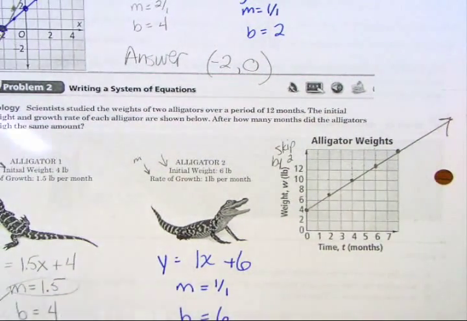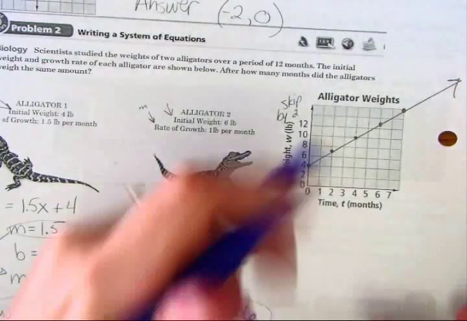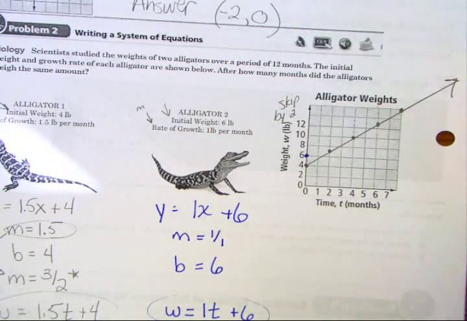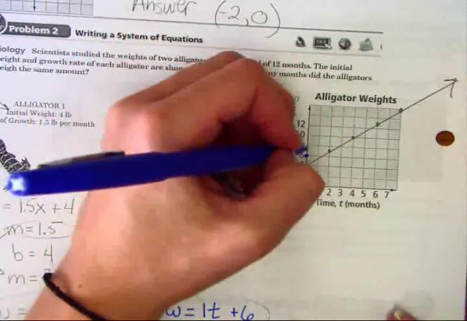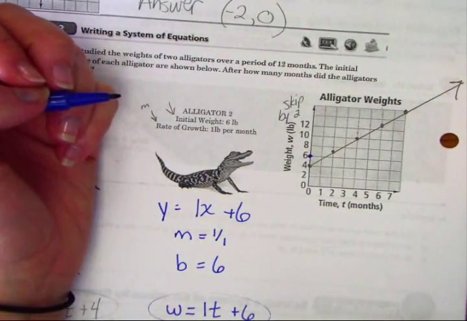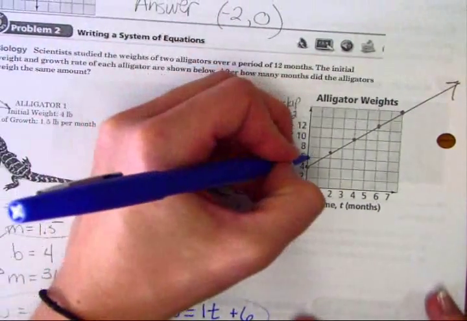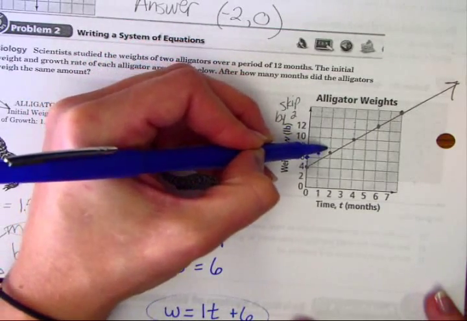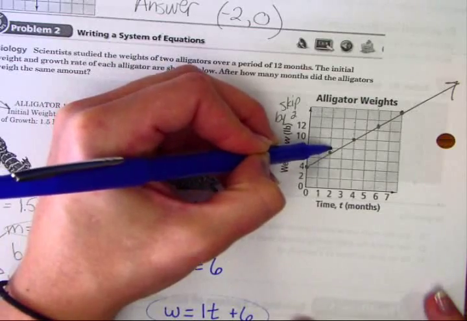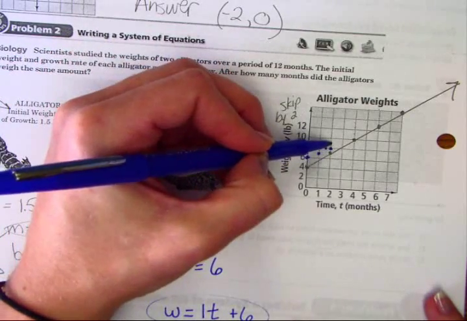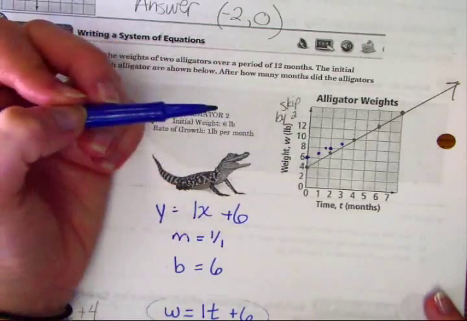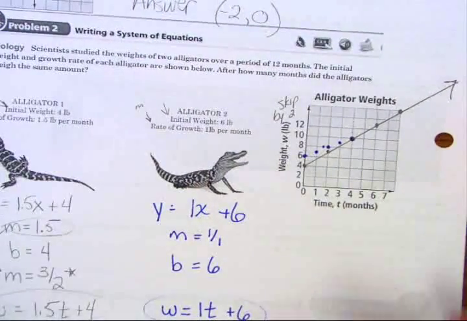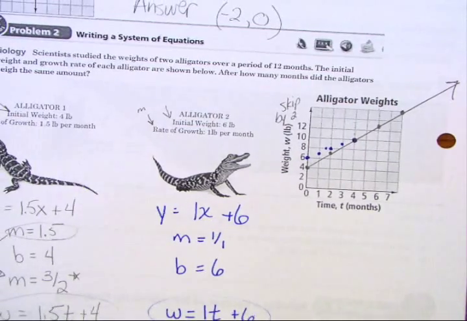Alright, alligator number 2. Start at 6, make your dot. Your slope is 1 over 1: up 1, over 1, up 1, over 1. Ready? Up 1, over 1. Up 1, over 1. I don't want to get white out. Okay. Up 1, over 1. It hasn't touched yet. Up 1, over 1. Yay! We found the point in which they meet. We can now connect our line.